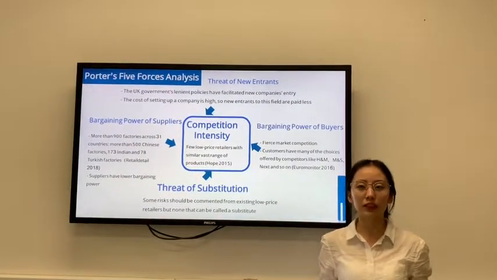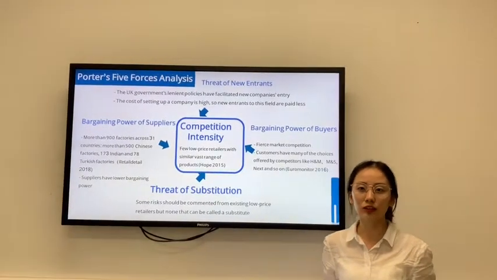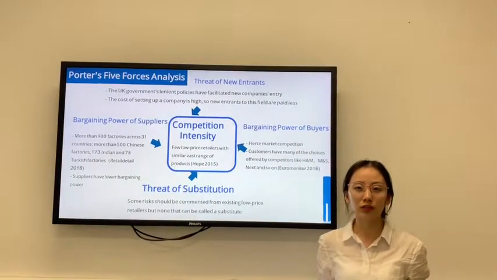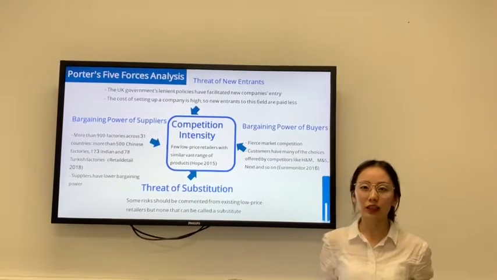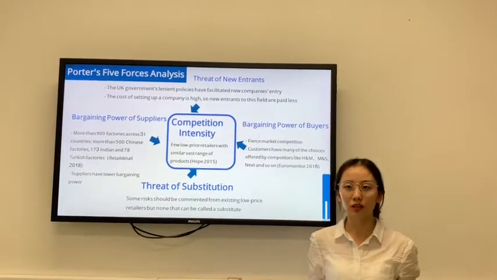However, the cost of setting up a company in the clothing industry is high, so new entrants to this field are paid less. As a result, the threat of new entrants is low.